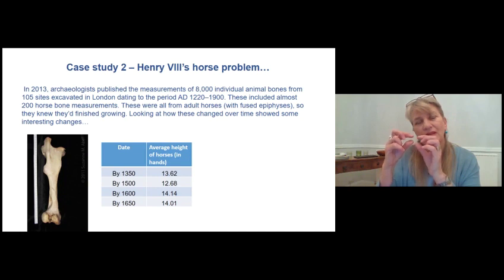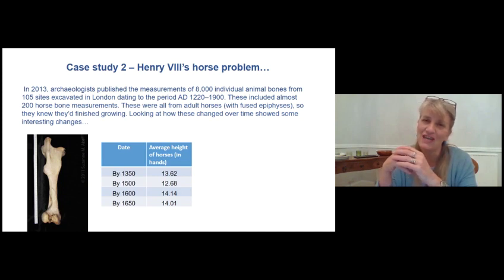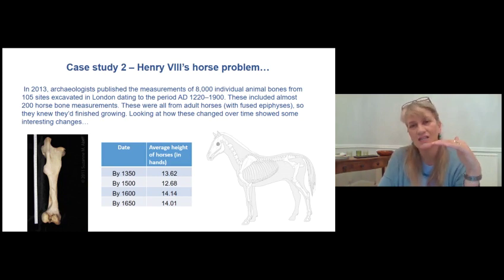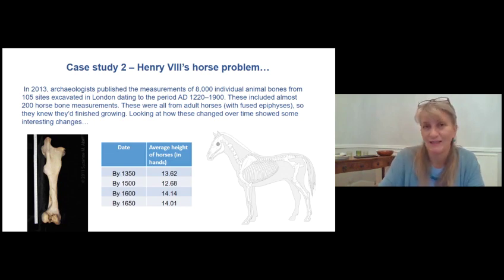So they looked at the bones of the adults and they measured them. And looking at how the measurements changed over time showed some interesting developments. So have a look at the table there and the data that gives you the date and the height of the horses in hands at the withers, the shoulder. And so the bigger the number, the bigger the horse, basically. So have a look at that and see if you can see whether the horses are getting bigger over time or smaller over time, or whether something else is going on. So I'll give you a few minutes to think about that.